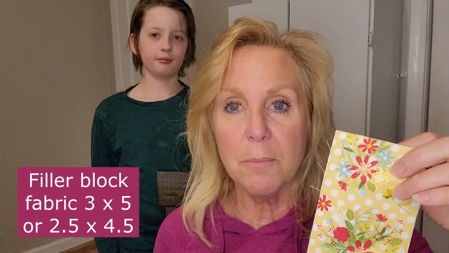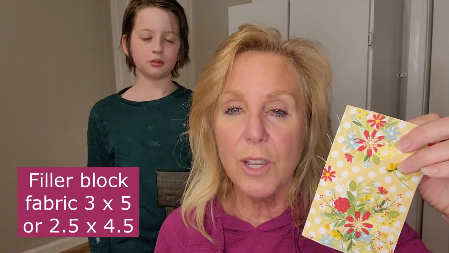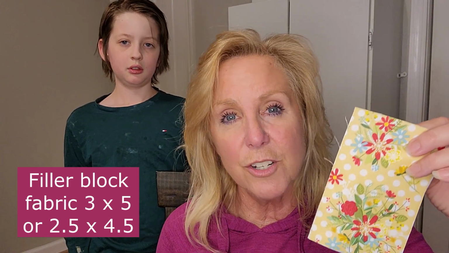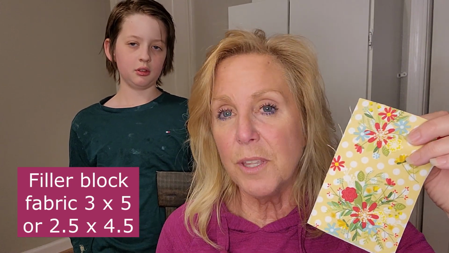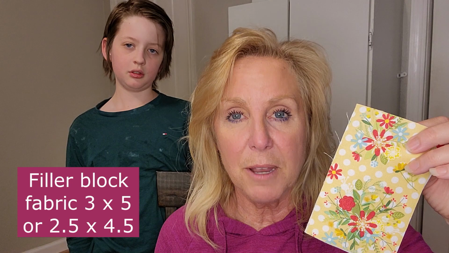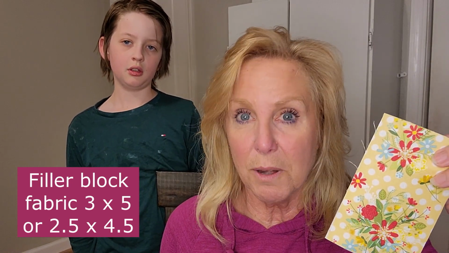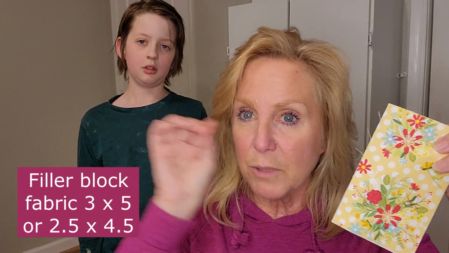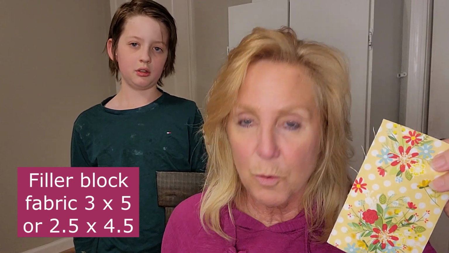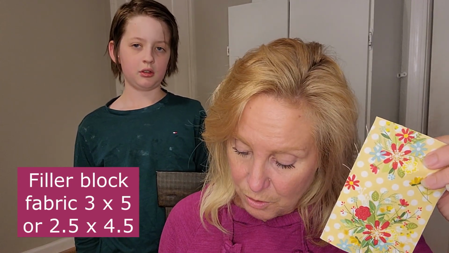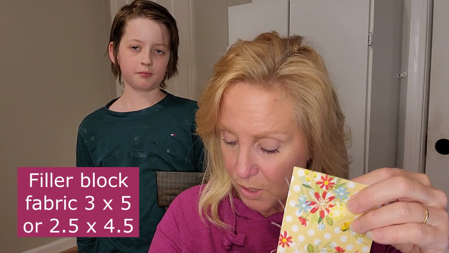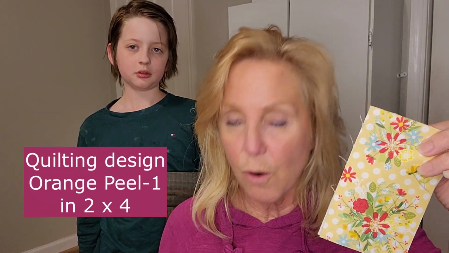So remember, in my prep video, I suggested that you cut your filler blocks a little bit larger than what they say in the book. So in the book, it probably says 2.5 by 4.5, and that will work totally fine. But my suggestion is 3x5. It gives you enough room that it will tack down when we do that quilting design. All right, so for this one, we're going to use 2x4 orange peel. That's our quilting design on this pretty block.